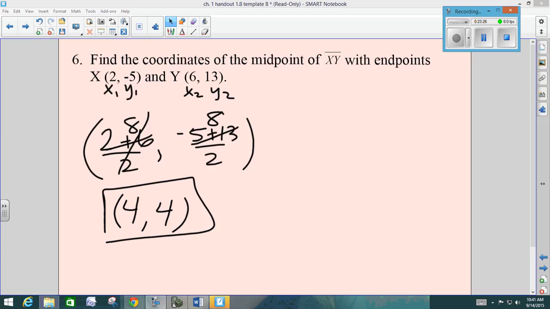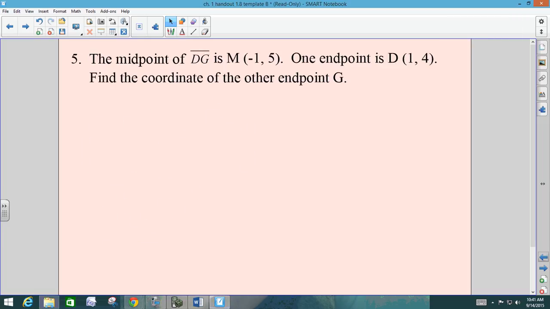All right, back to number 5. Number 5 says the midpoint of segment DG is M (-1, 5). One endpoint is D, which is at (1, 4). Find the coordinates of the other endpoint. I would listen to this if I were you. This time, we know the midpoint, and we're trying to find the other endpoint. In 3 and 5, or 4 and 6, you had to find the midpoint. This time I gave you the midpoint. Any thoughts of where we could start to figure out where G is located, the other endpoint?